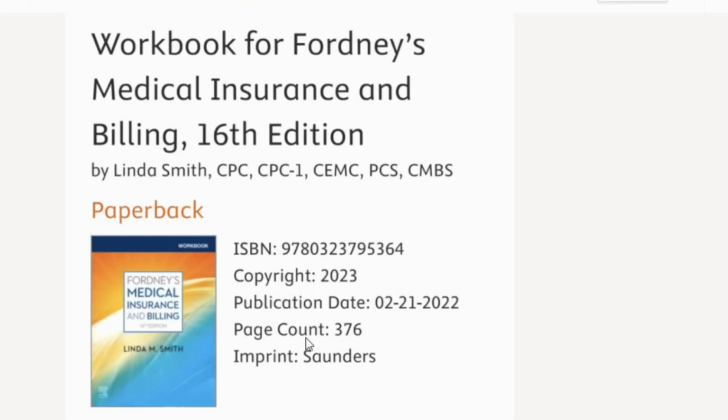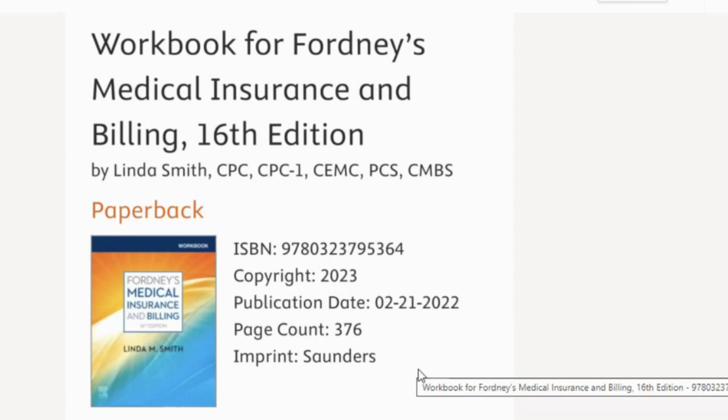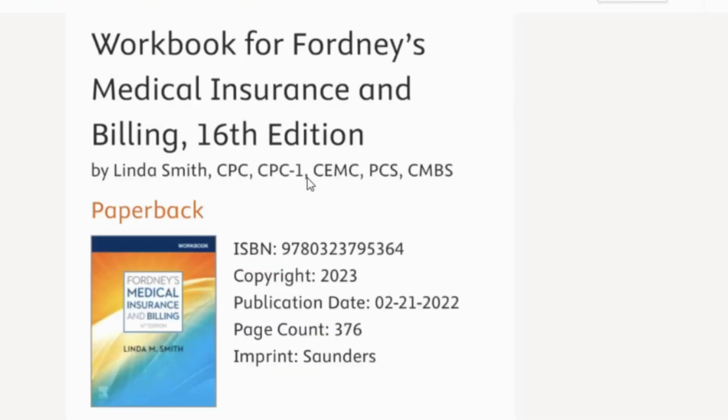Okay, copyright 2023. This is the brand new one, the 16th edition. You can get this one if you choose to. The one that I have is fine because everything in it is the same. They might have put a couple other things in there, but generally it's the same. We're going to teach you how to do medical billing from that right there.